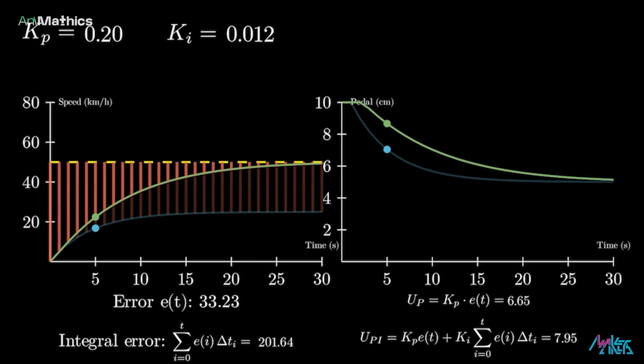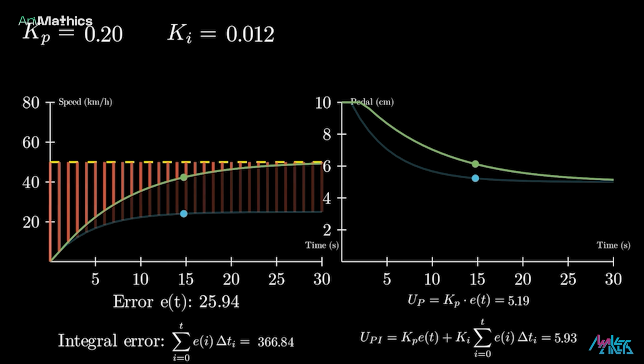After a while, the error drops to about 33 km per hour. The P controller eases the pedal off to about 7 centimeters since the force is proportional to the error. Meanwhile, the PI controller has to accumulate error over the first 5 seconds, so on top of the 7 centimeters from the P term, it adds nearly 2 centimeters from the I term. Step by step, the PI controller continues to increase pedal force thanks to the accumulated error, helping the car accelerate until it reaches its target of 50 km per hour.